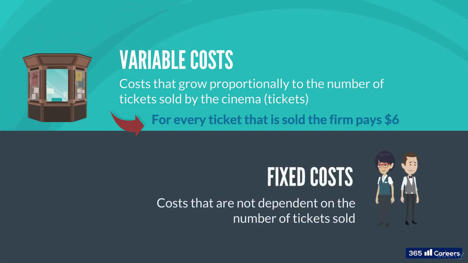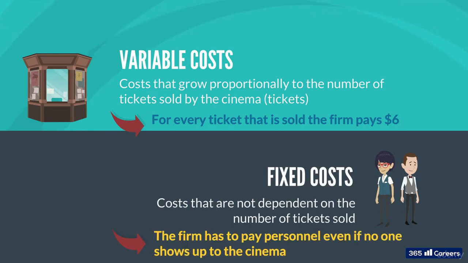What about the cost of personnel and rent expenses? Are these variable costs too? I don't think so. The firm will have to pay rent, even if no one shows up to the cinema. Personnel who work there will expect the same salaries if they have 1 or 10,000 visitors. Therefore, we can conclude these are fixed costs that are not dependent on the number of tickets sold, as long as the firm operates this cinema.